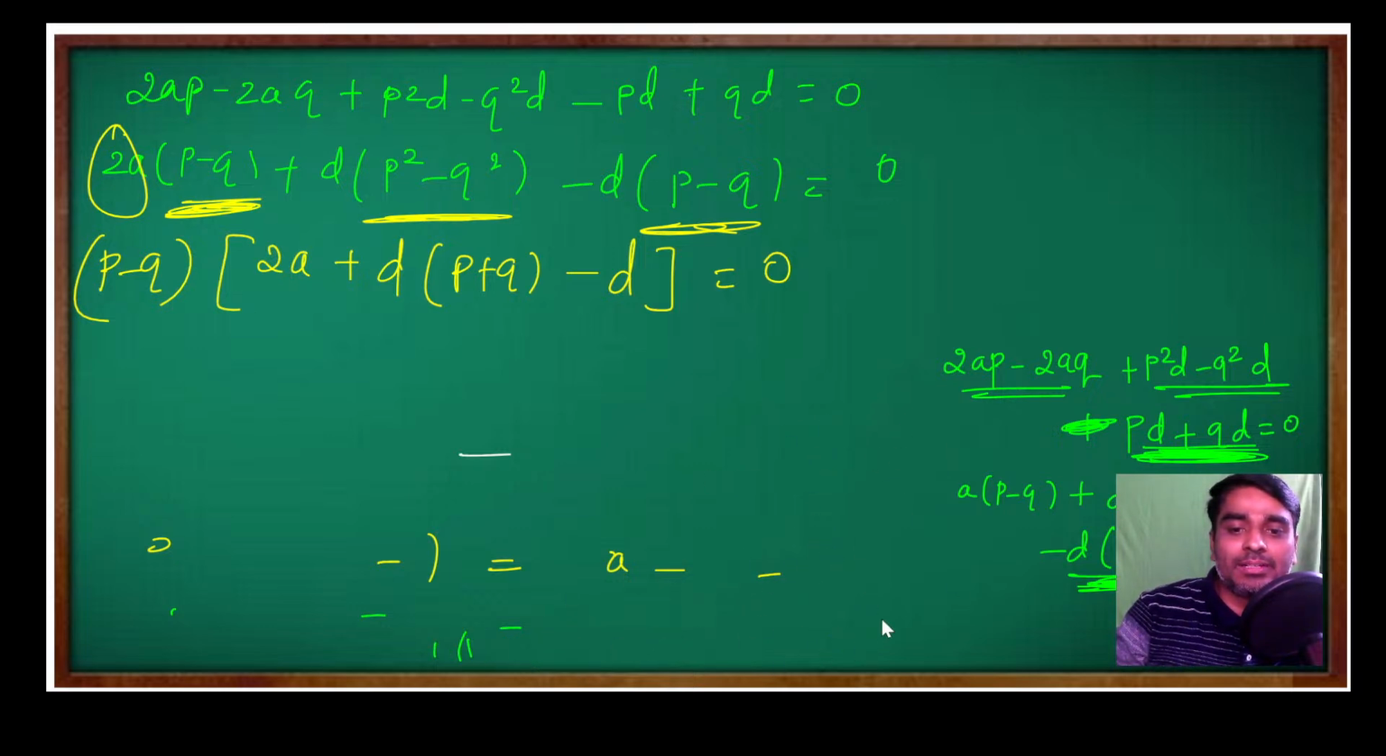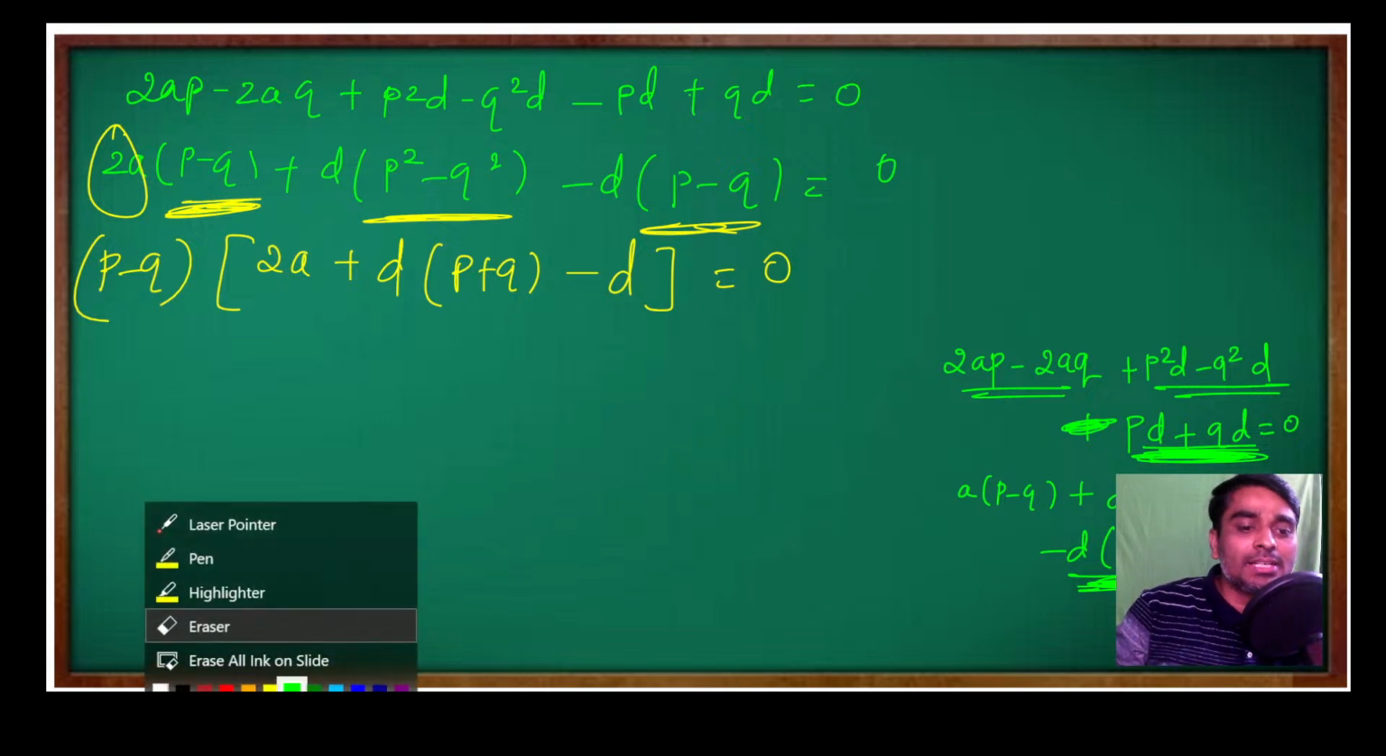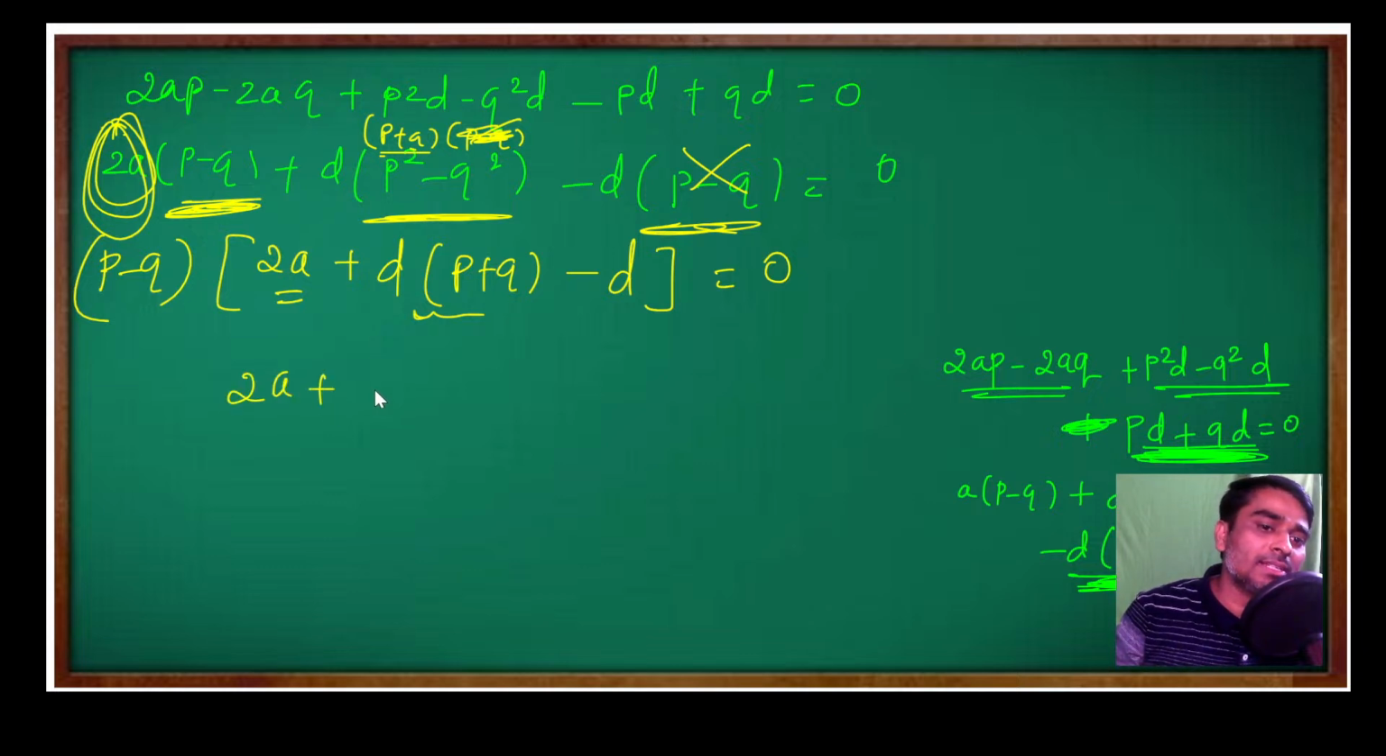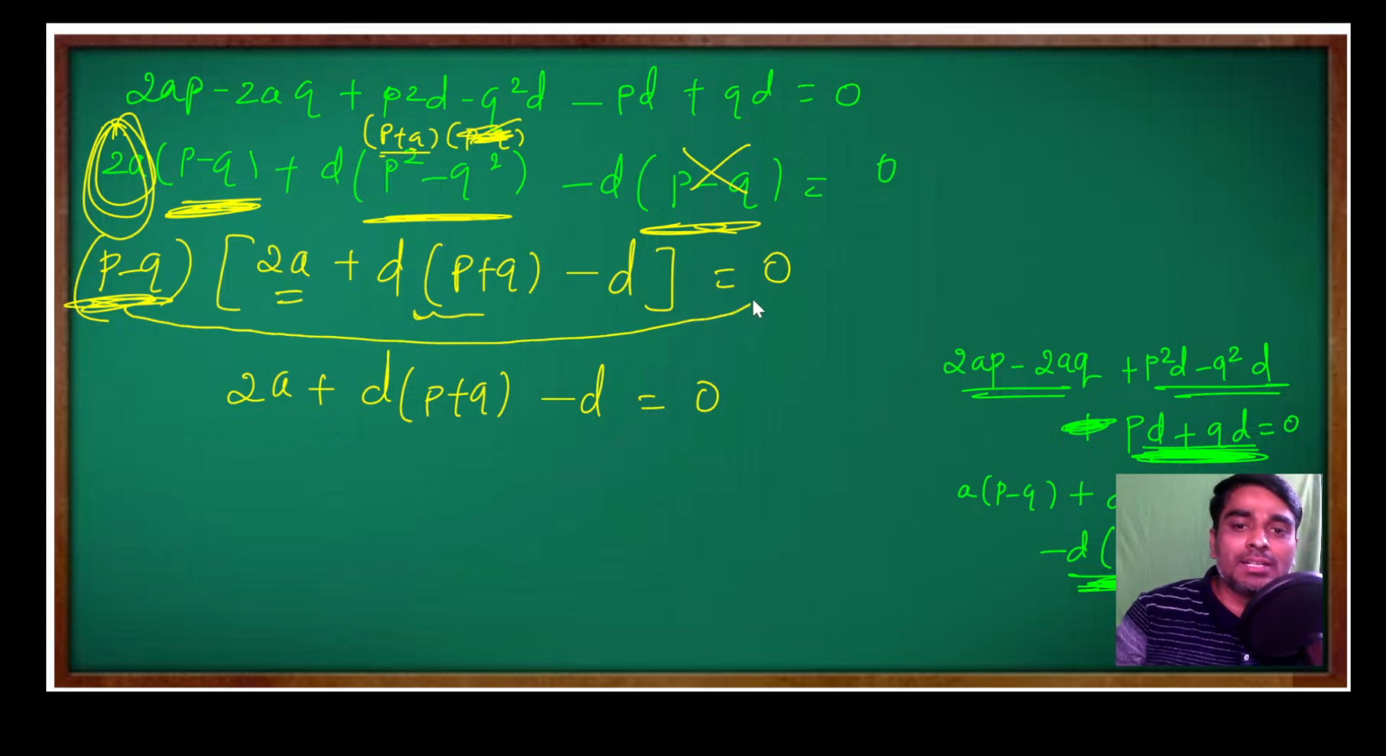Any doubt in this step? P minus q common. So strike out p minus q, write the remaining thing from the first term. Second term, here 2a written. Here what happened, actually this can be written as p plus q, p minus q. P minus q went out, p plus q is still here. Then this p plus q went, d is here. Now how is this looking? 2a plus d into p plus q minus d equal to 0. This full p minus q comes here, 0 by p minus q, which is again 0.